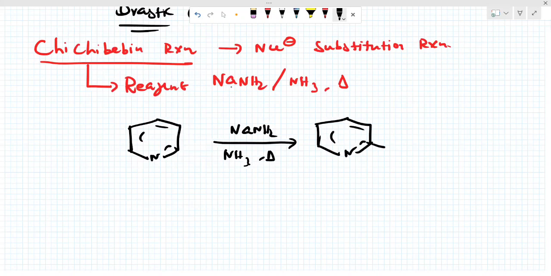This is the answer, please. This is NH2. This introduces the NH2 group in the pyridine. Okay, this is the Chichibabin reaction. Very, very important. It's a type of nucleophilic substitution reaction.